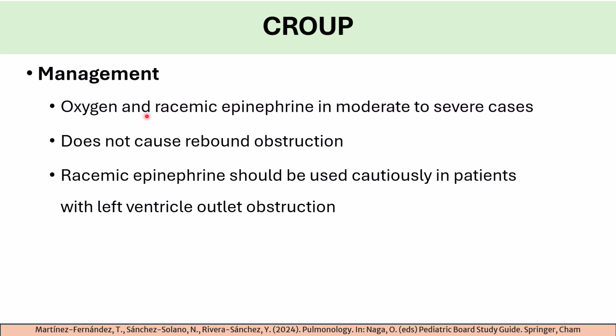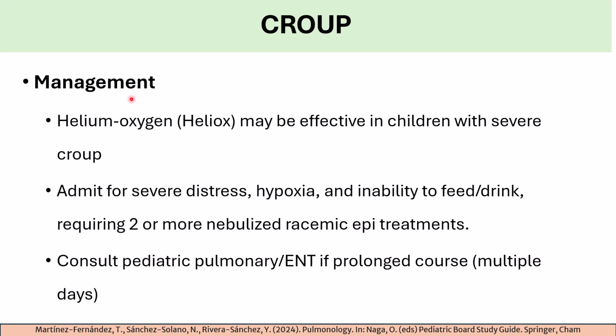Oxygen supplementation and racemic epinephrine in moderate to severe cases. Racemic epi doesn't cause rebound obstruction, so it is very safe to use in cases of croup. Racemic epinephrine also should be used cautiously in patients with underlying heart conditions such as left ventricular outlet obstruction. In the pediatric ICU, you might supplement with oxygen, especially helium oxygen or heliox. This may be effective in children with severe croup.